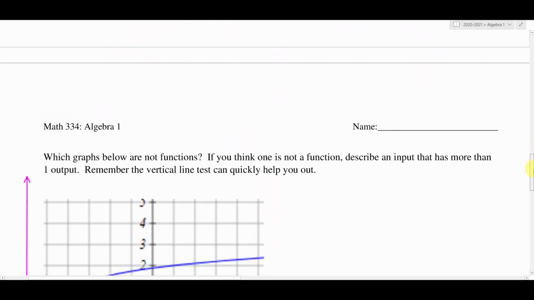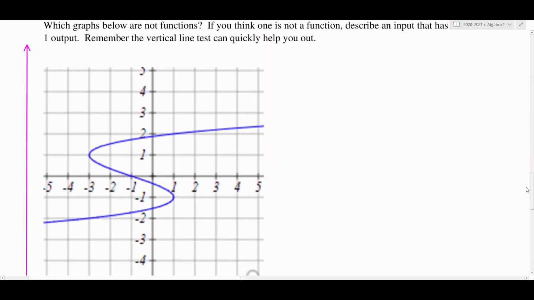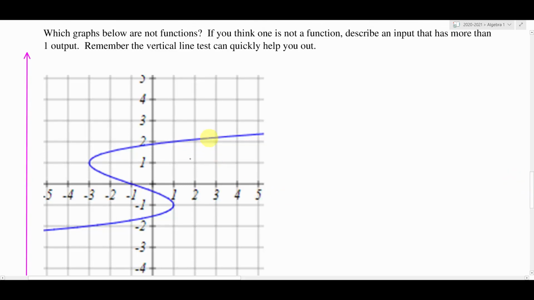Okay, so let's talk about graphs. How do we tell if a graph is a function or not? Yesterday I demonstrated this concept of drawing a vertical line into your graph to determine whether or not an input has more than one output. So this graph that we're looking at here is not a function, and I'm going to show you why.